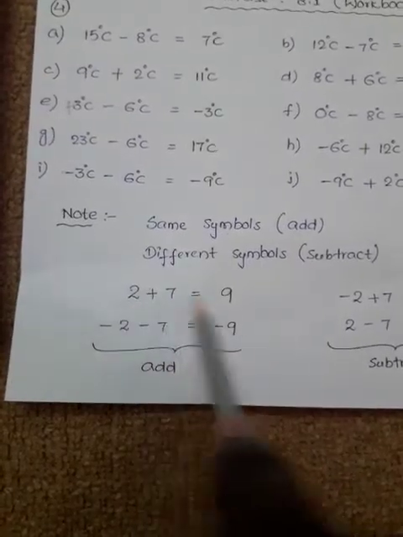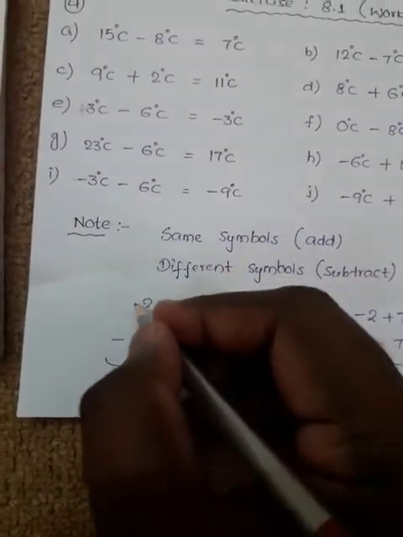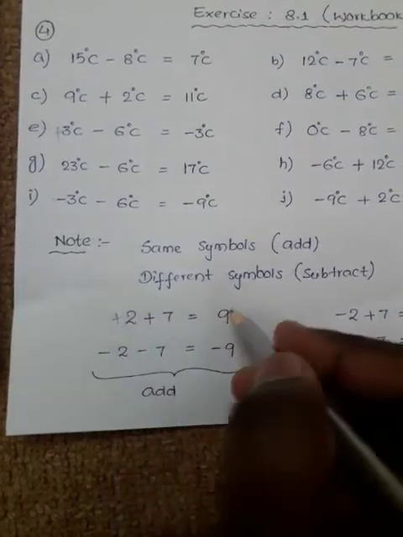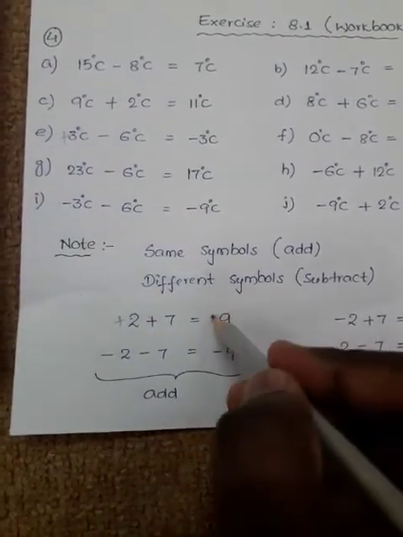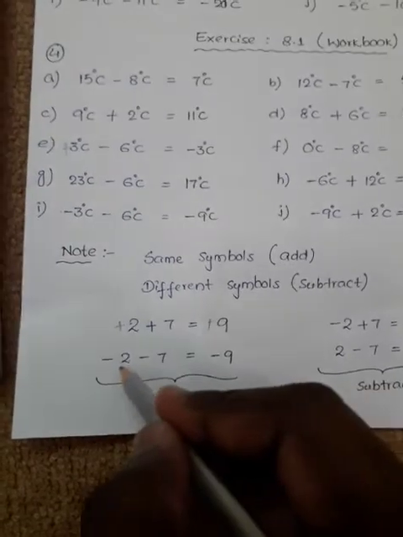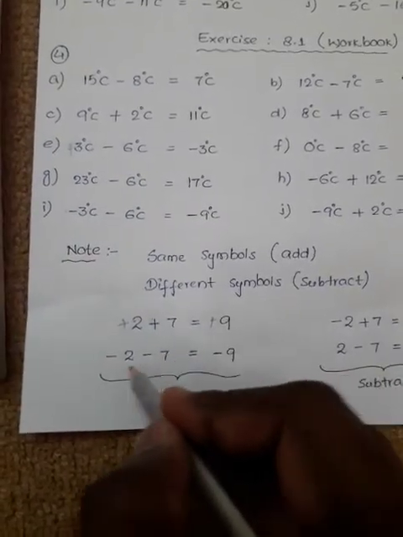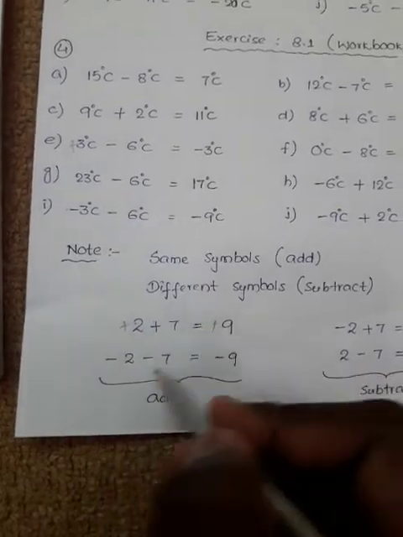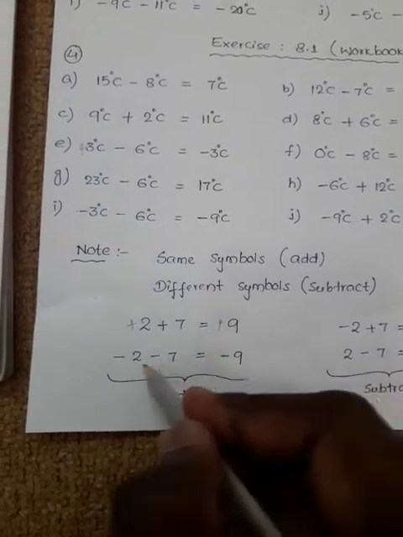Example, look at here: 2 plus 7 equals 9. Why? Because here before 2 nothing means what? You can keep it plus symbol. So same symbols or not? Whenever the same symbols, add. 2 plus 7 equals 9, it is plus 9 only, right or no? Here minus 2 minus 7, again both are the same symbols, add, so minus 9. So plus plus plus, here also minus minus minus, but you have to add only. So same symbols, add.